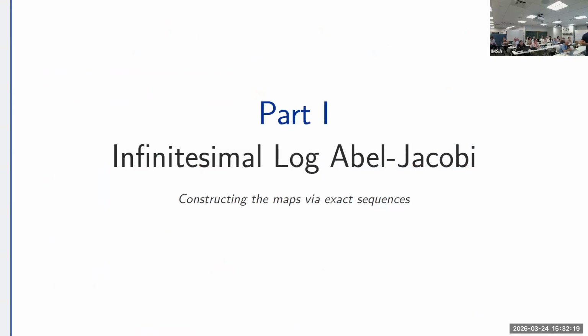So let me introduce infinitesimal log Abel-Jacobi maps. So what is the idea of this? The idea is that I want something that looks like the differential, but it should mix the information between X and Y. So before, the differential of the Abel-Jacobi only looked at X.